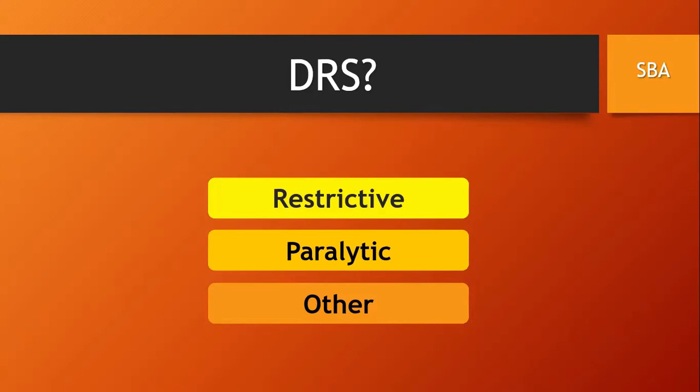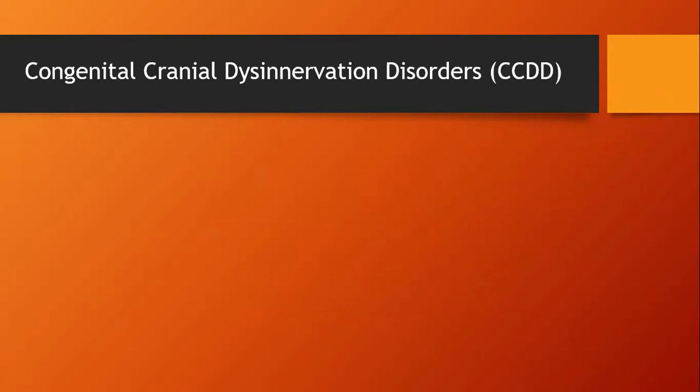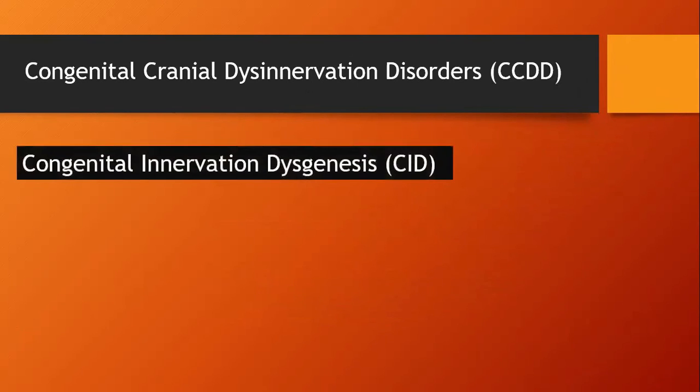Perfect. Okay, so do you know they give another term, it's written in New Kanski. So Duane Retraction Syndrome is under a big heading called CCDD or CID. So do you know this abbreviation, Dr. Hasika? Congenital cranial disinnervation disorder. Okay, so congenital cranial disinnervation disorders, or sometimes they say CID, congenital innervation dysgenesis.